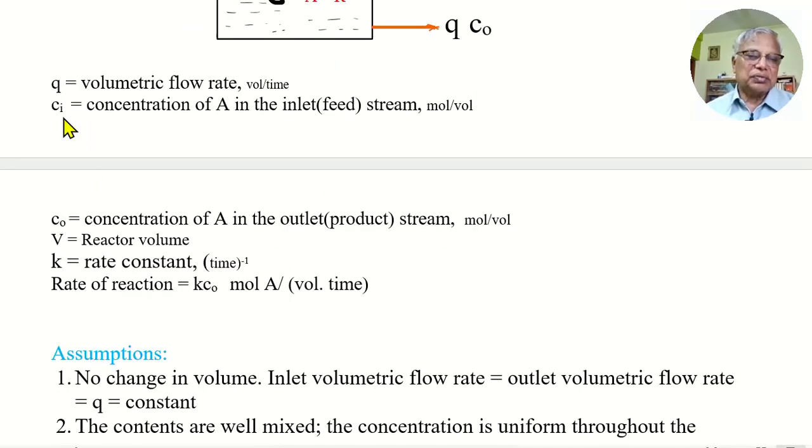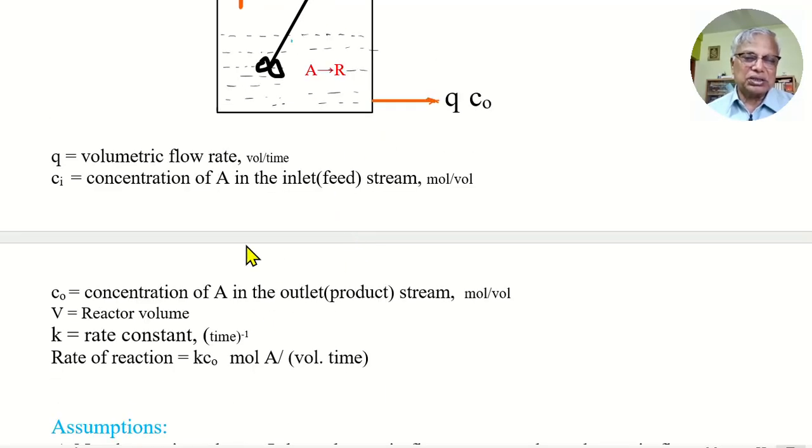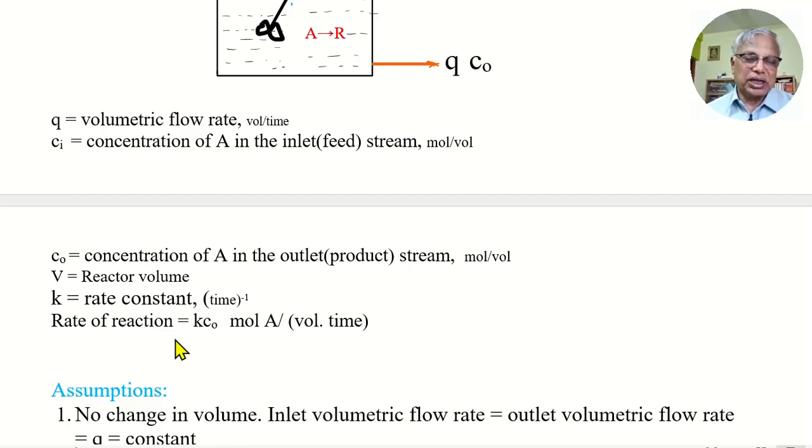So these are the symbols. Ci and C naught, I already told you. V is the reactor volume. K is the rate constant. It's a first order reaction, so the rate of the reaction will be K into C naught. C naught is the concentration at the outlet as well as in the reactor. So the rate of reaction is K C naught moles of A per liter.